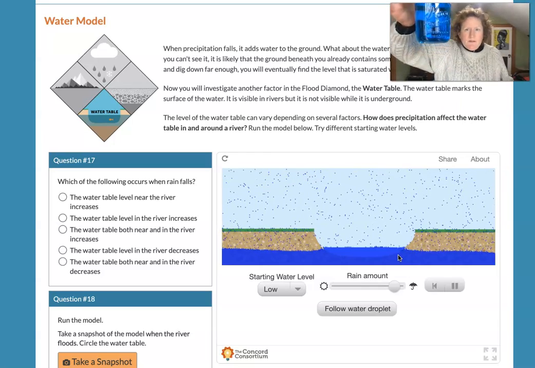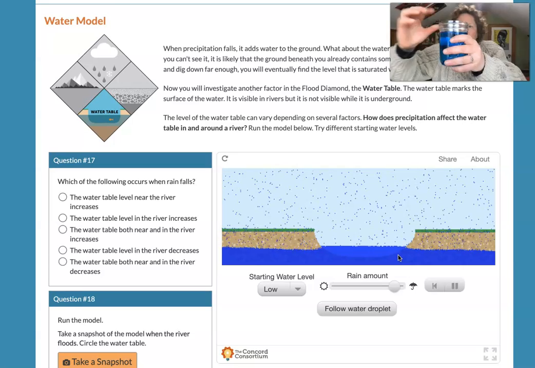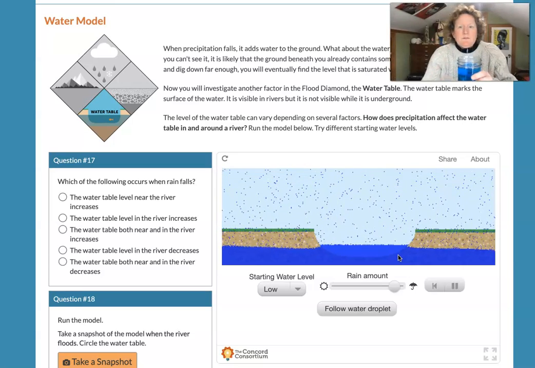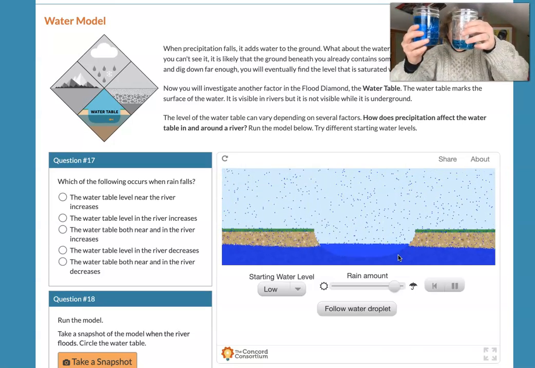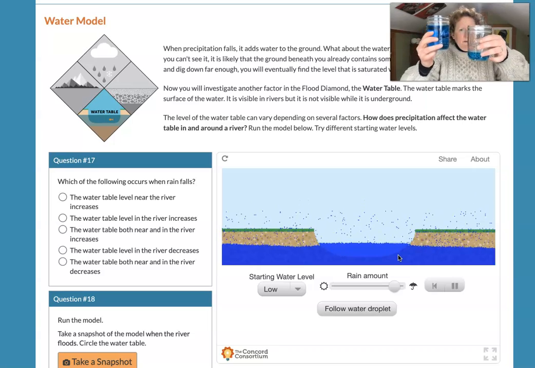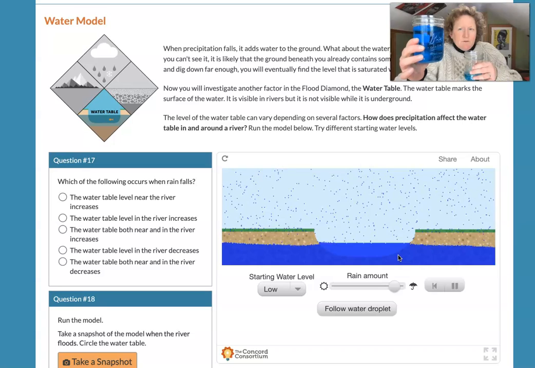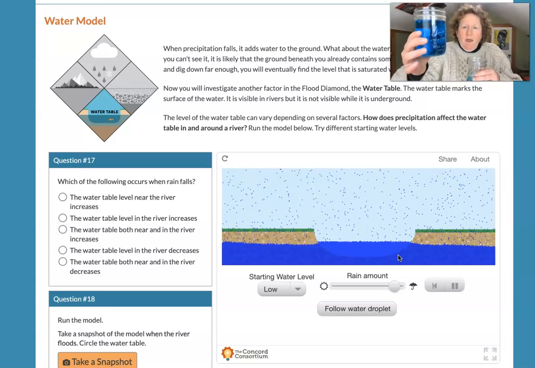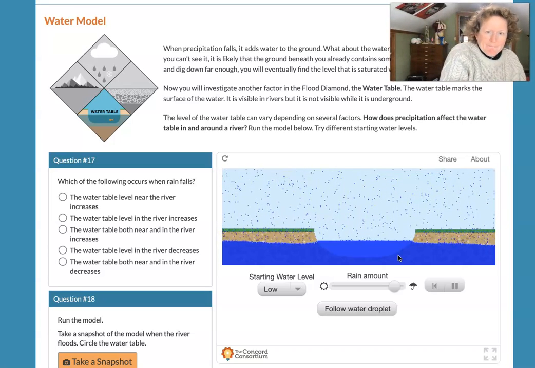If the water table is high because of snow melt or previous rainfall, you don't have much room here to add water to this river before it starts to flood. So here's low water table, here's high water table. You can see very easily that high water table here doesn't have a lot of room for extra water from either snow melt or precipitation to add before it overflows, or floods, as we say in a river.